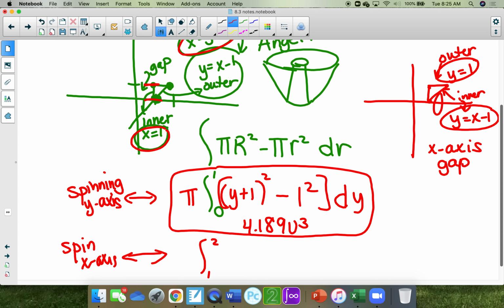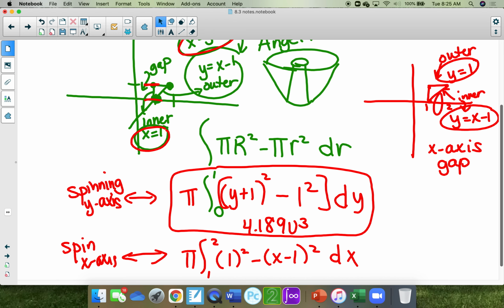The limits would be 1 to 2, and it would be pi times the outer radius, 1 squared, minus the inner radius, x minus 1 squared, dx. So depending on if you're spinning it around the y-axis, you need to have y's. If you're spinning it around the x-axis, you need x's. And those are all the notes for finding the volume using adding up areas.